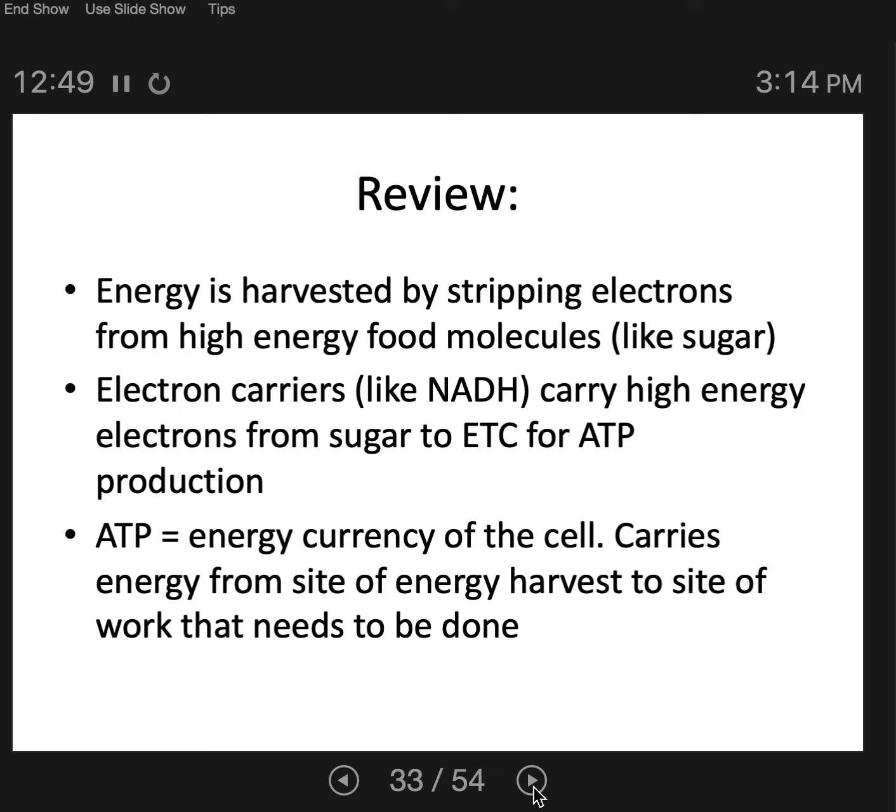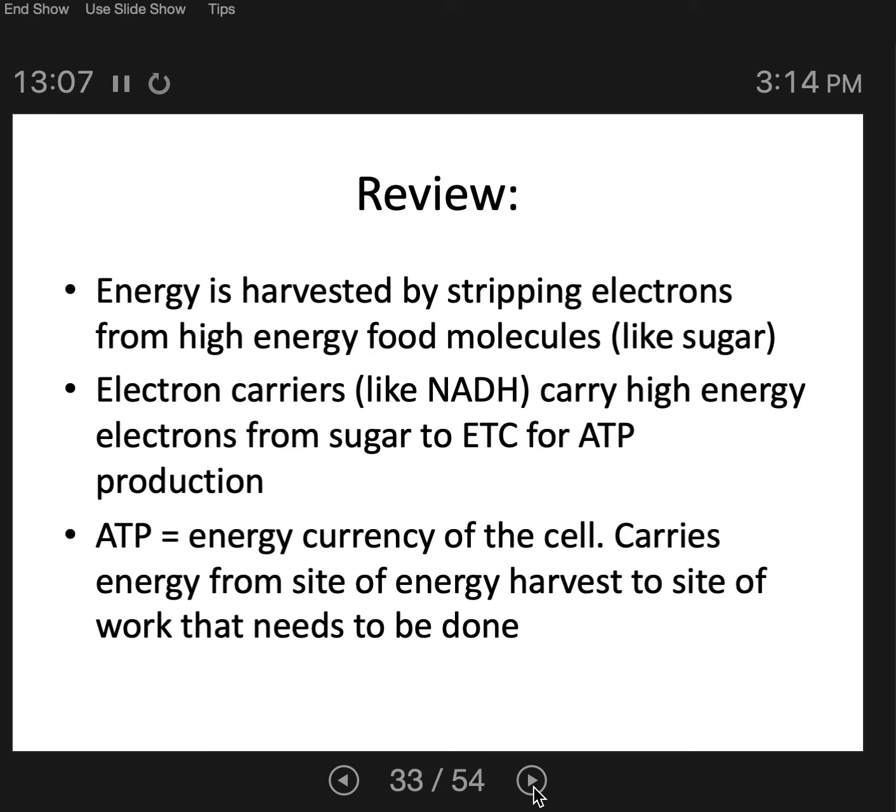That's where most of the ATP is going to be produced. ATP is the energy currency of the cell. ATP is going to carry the energy that was originally bound up in food from the site of energy harvest, where ATP was generated, to the site of the work that needs to be done in the cell.